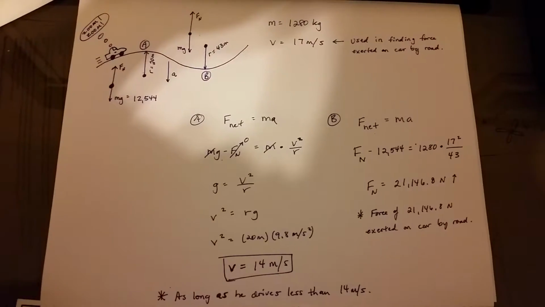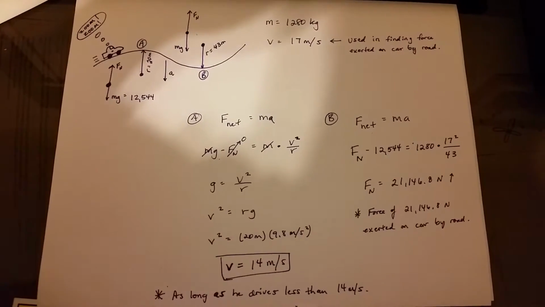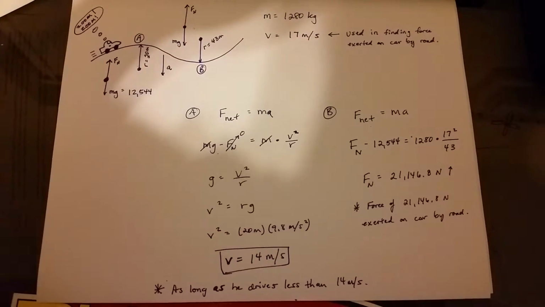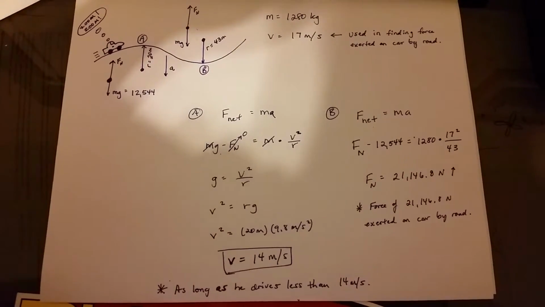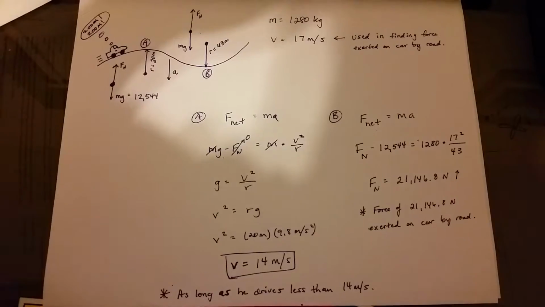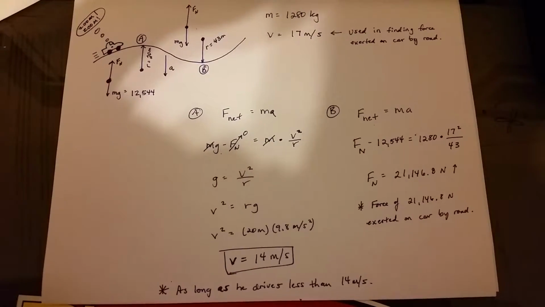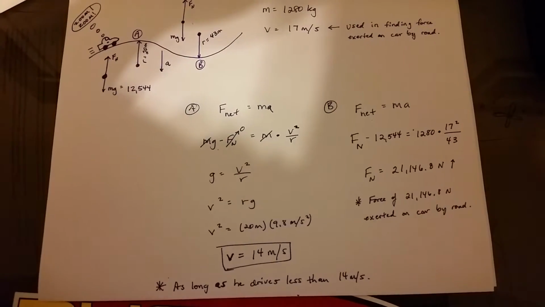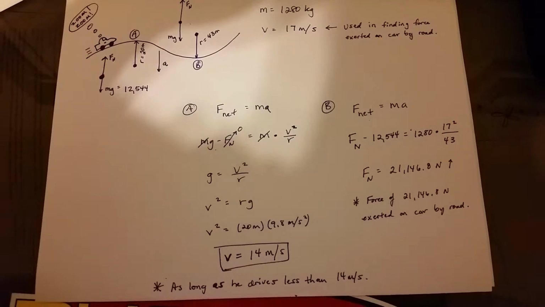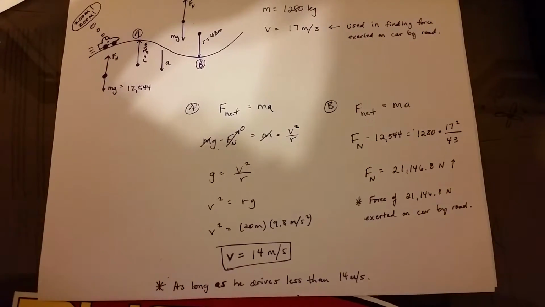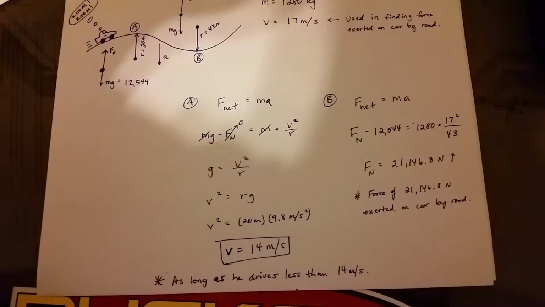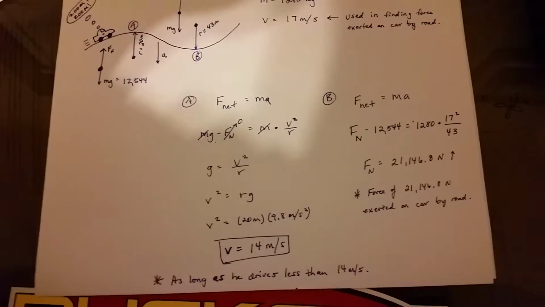The car has a mass of 1,280 kilograms, and it's going to be going over a hill with a radius of 20 meters. Since it's a hill, we're going to assume it's a circle, and the acceleration is always inward toward the center of the circle. So it's got the gravitational force straight down, and then obviously the normal force straight up.